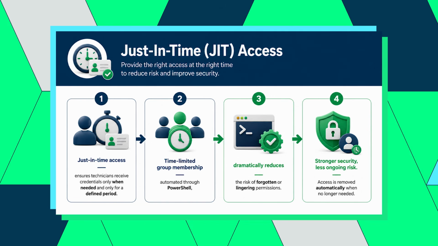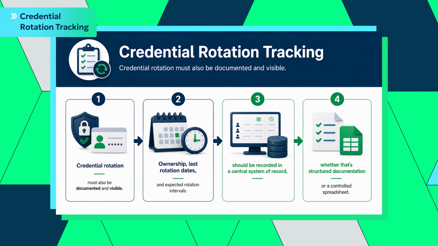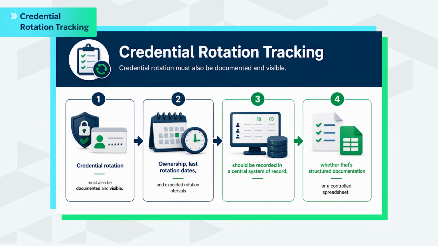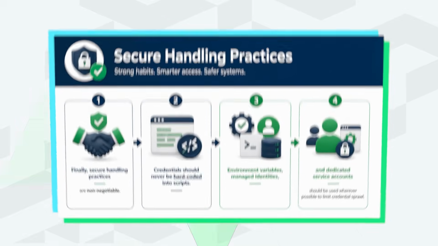Time-limited group membership, automated through PowerShell, dramatically reduces the risk of forgotten or lingering permissions. Credential rotation must also be documented and visible. Ownership, last rotation dates, and expected rotation intervals should be recorded in a central system of record, whether that's structured documentation or a controlled spreadsheet.